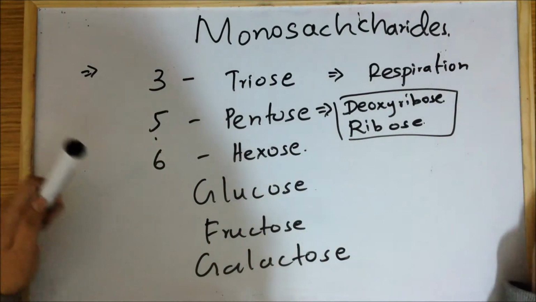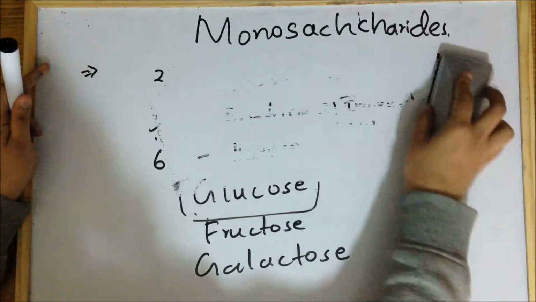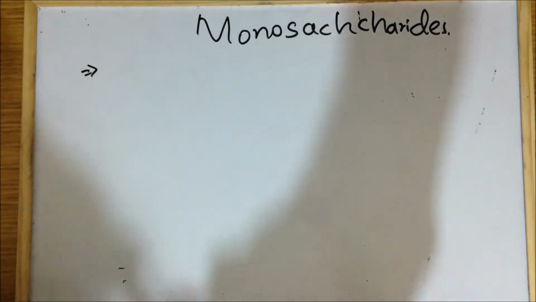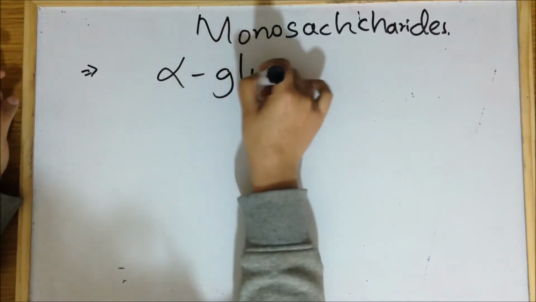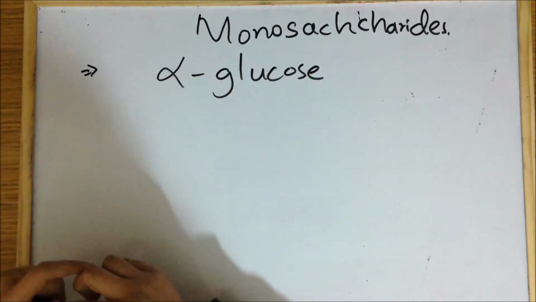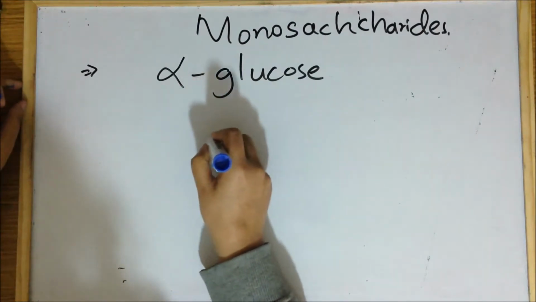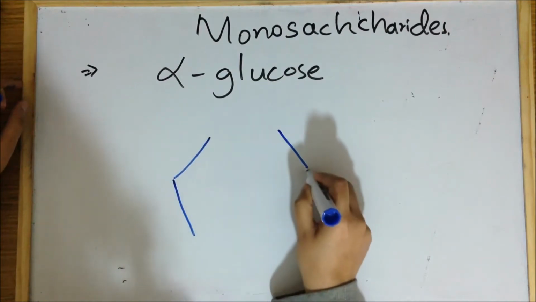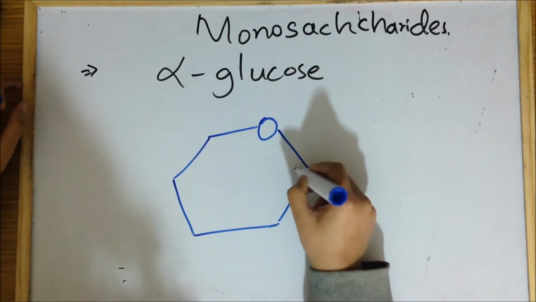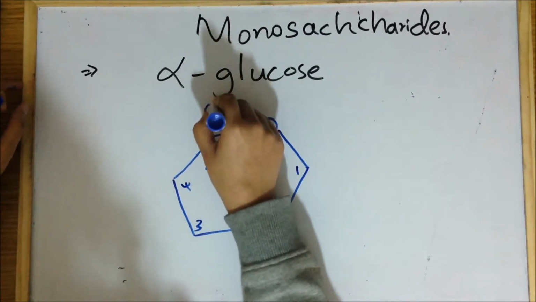Okay, now we are going to talk about glucose. There are 2 different types of glucose you should know about. The first one is alpha glucose. Now let's see how an alpha glucose looks. Glucose is in ring shape in nature. So this is the hexose ring. It has an oxygen in the corner and 1, 2, 3, 4, 5 carbons, and the 6th carbon is up here.